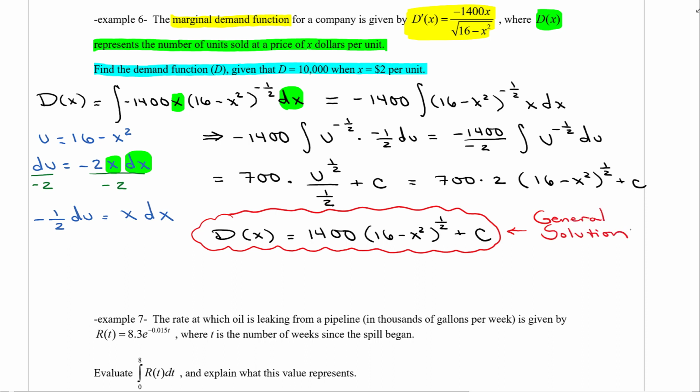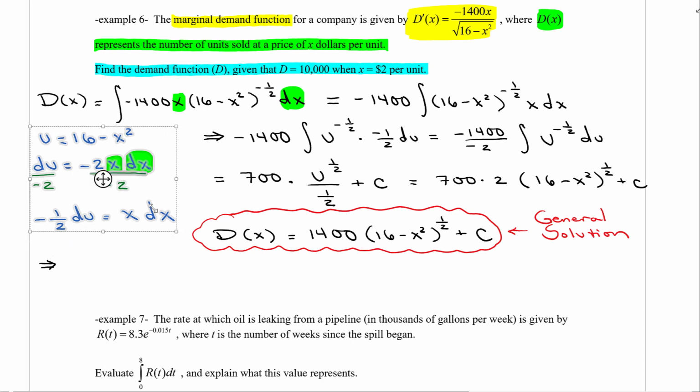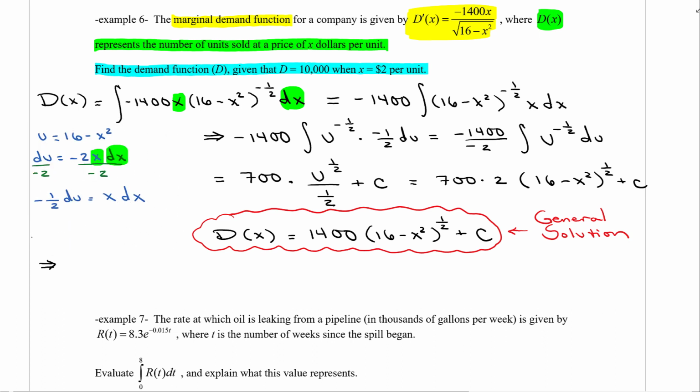Before I do the next step, I'm going to make the work that I did here for the u substitution part smaller. So I lassoed it and I made it smaller. I'm going to write down now that d is equal to 10,000 and x is equal to $2. And we're going to substitute into our general solution. So this is going to be 10,000 equals 1,400 times (16 minus 2 squared) raised to the 1/2 power plus c.